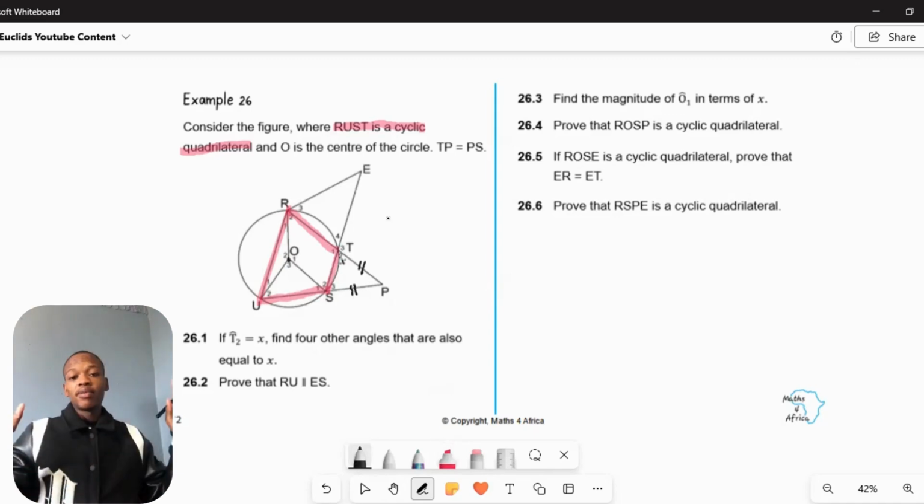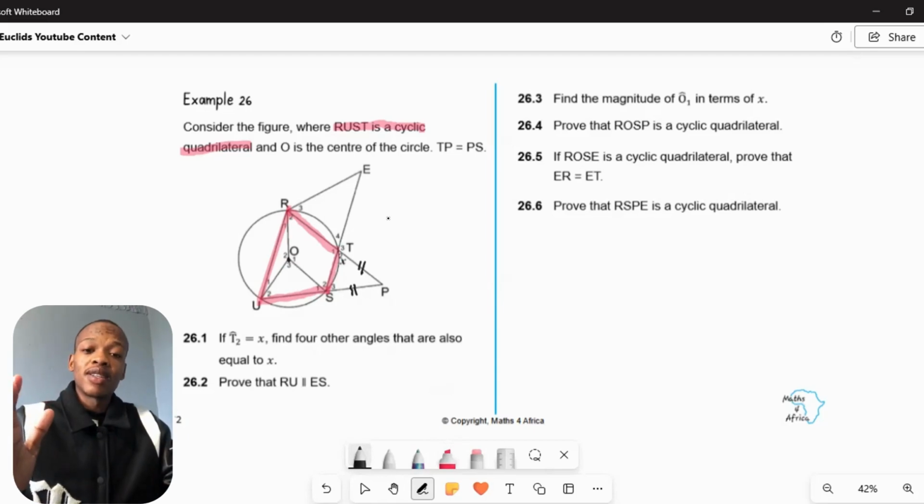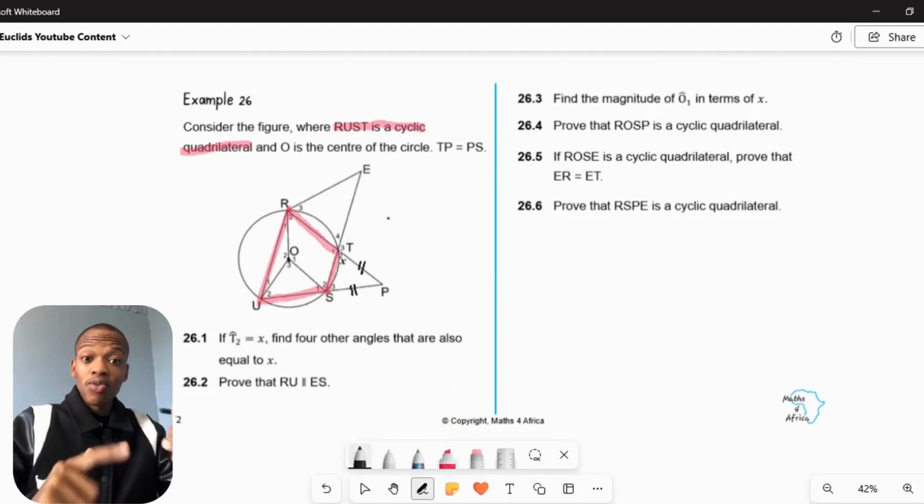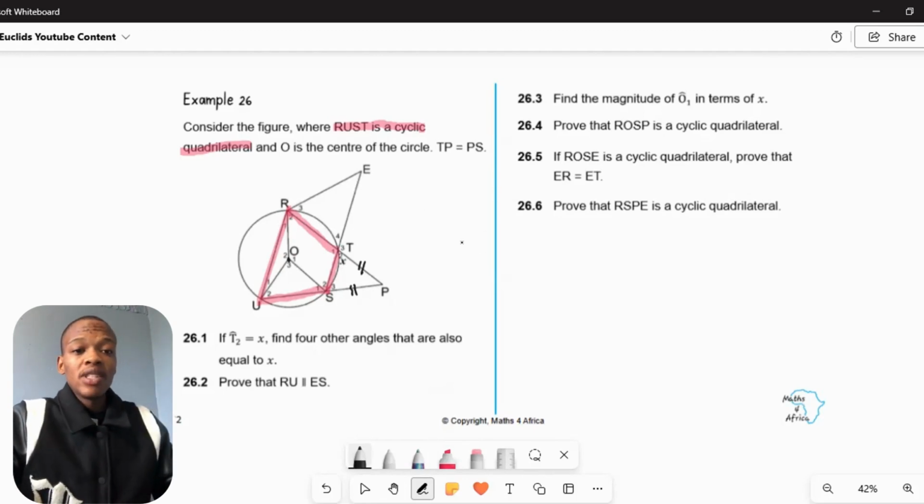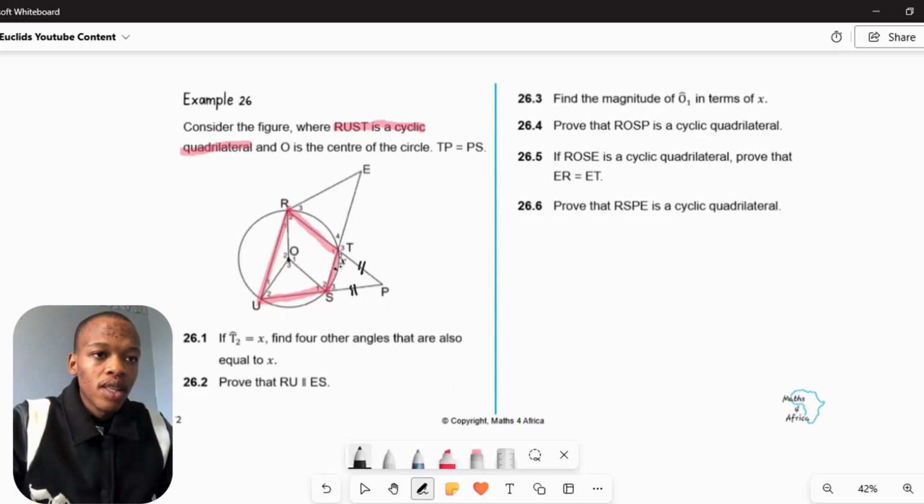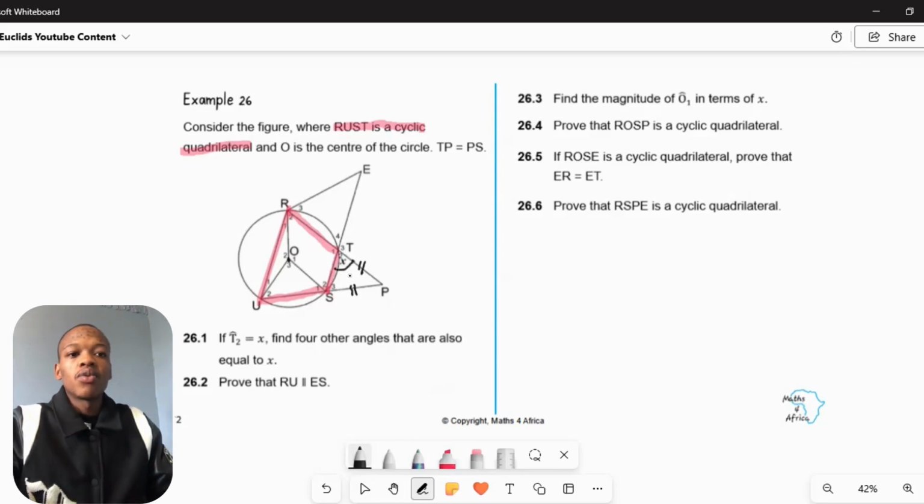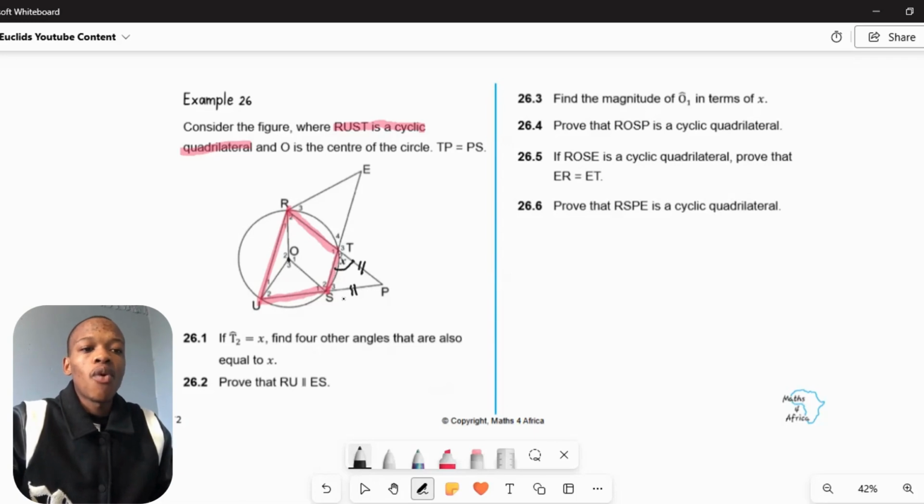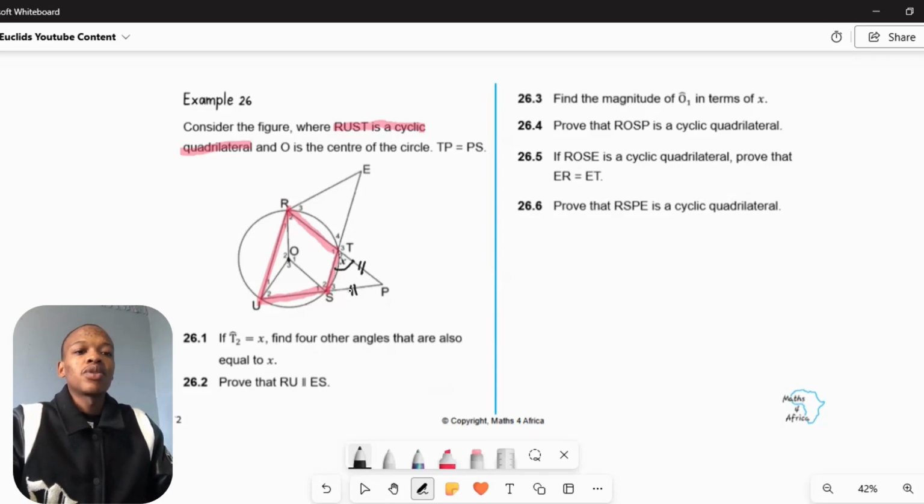Okay, good. All the information that is given to us, we are going to need it when we are answering the questions. So we are going to apply. 26.1. T2 is equal to X. Where is T2? Find four other angles that are also equal to X.